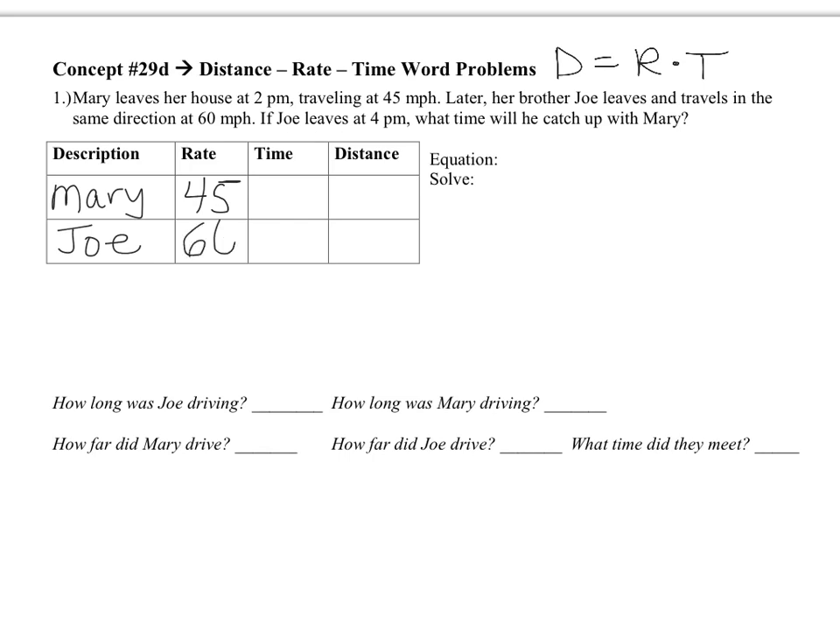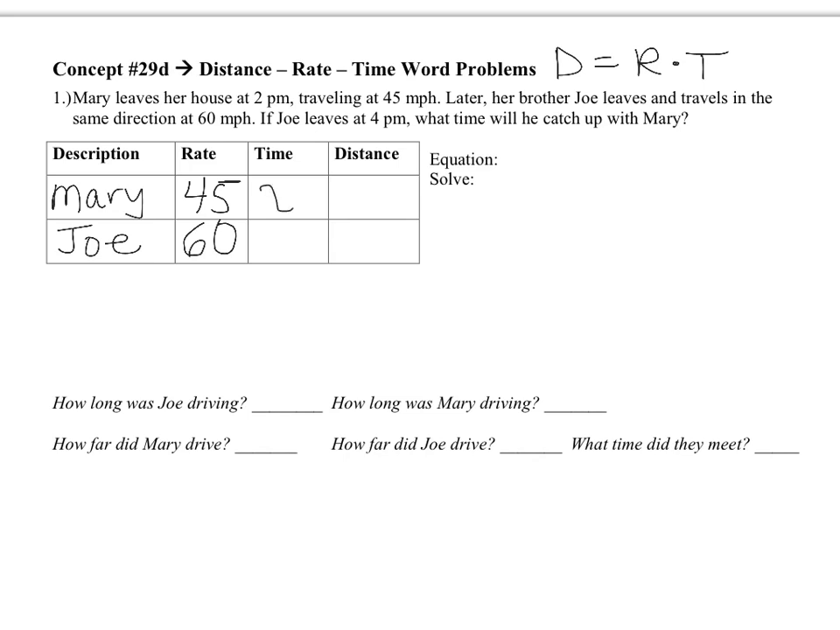All right, now, time. You may look at time and say, okay, Mary leaves at 2 p.m., but that's not what goes here. Time is going to be how long Mary travels or how long Joe travels, right? Well, we don't know. It does not say that Mary traveled for 5 hours or Joe traveled for 6 hours. But we do know that Mary left at 2 p.m., and Joe left at 4 p.m. So we don't know how long Mary's been traveling. So let's call Mary X.